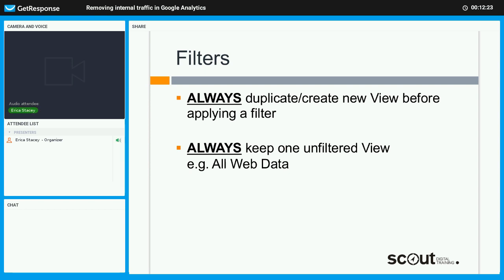So just in case you haven't gotten my stress on this so far, these are permanent changes. So we always want to either duplicate or create a new view before applying a filter. And we always want to keep one unfiltered view, such as that all website data. That way we always have that to refer back to and have that understanding of whether or not the filter is actually working correctly, because we can compare it and see whether or not there is less traffic than what it is in the all web data.